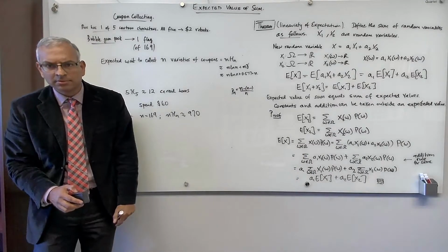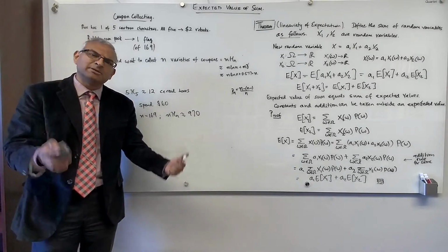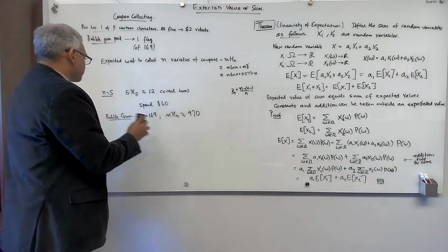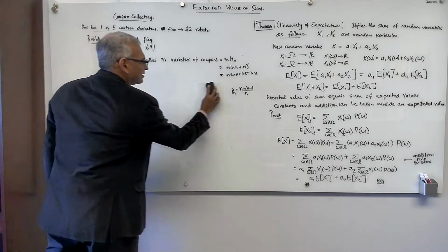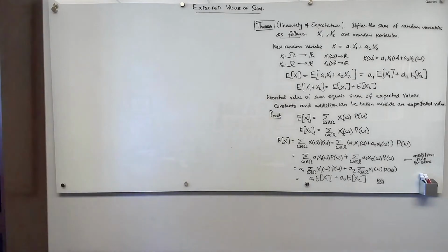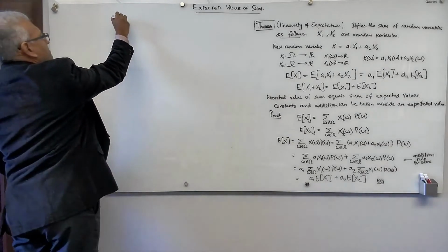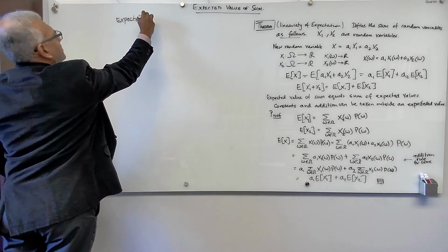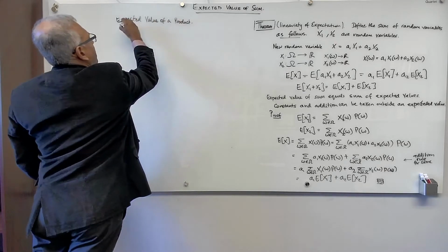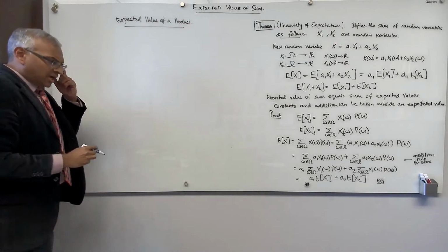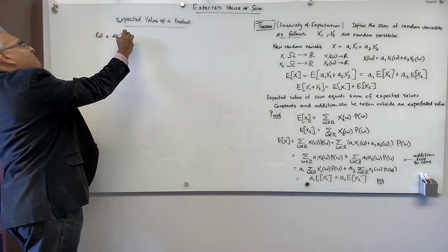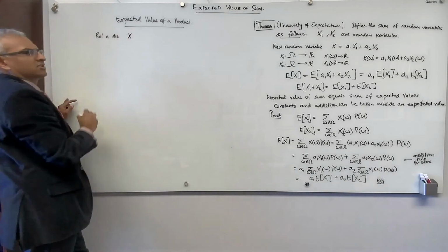So let's move on and talk about the expected value of a product. It's a little bit more complicated than the expected value of a sum. You can read more about it in the text. I'll just quickly summarize. So the expected value of a product. Let's consider a dice roll. So you roll a die and you get a roll. Let's call that x. So that's a random variable x.